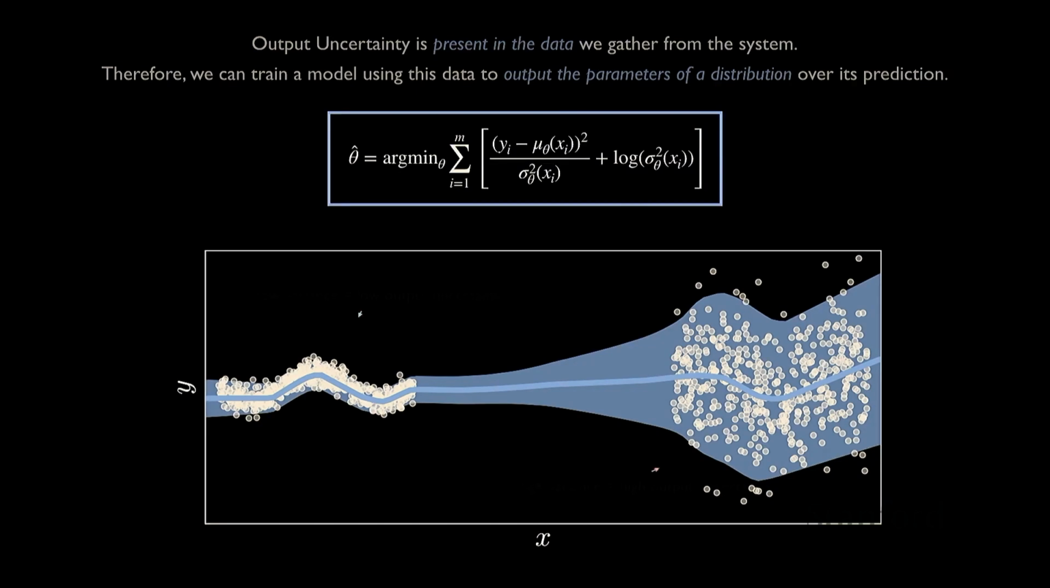Okay. So now we can say where we have low variance, it corresponds to low output uncertainty, like we were saying when we looked at the data before. And where we have high variance, it corresponds to high output uncertainty.